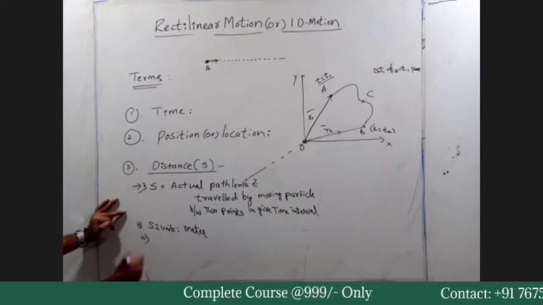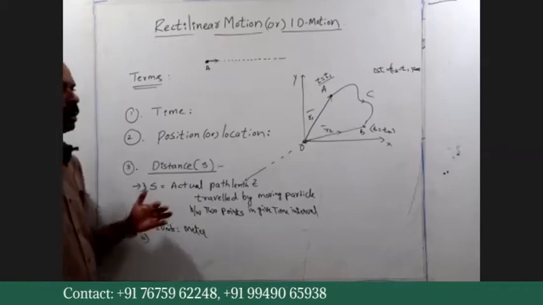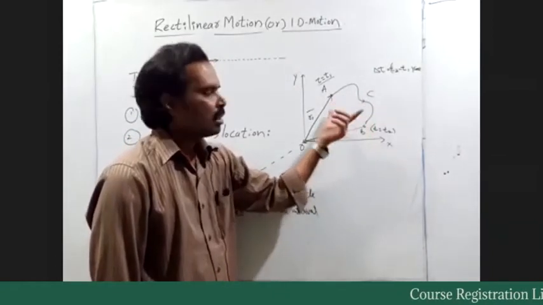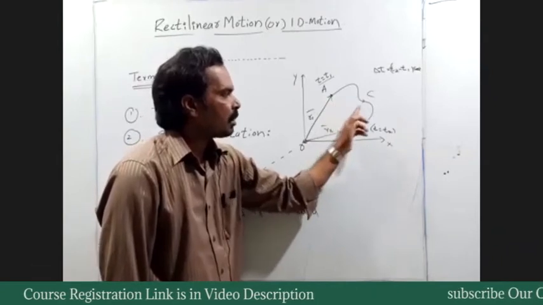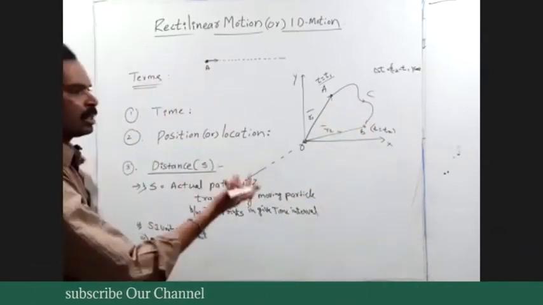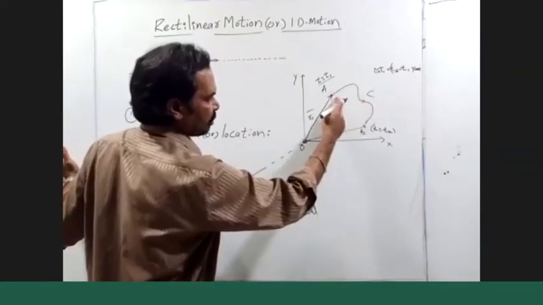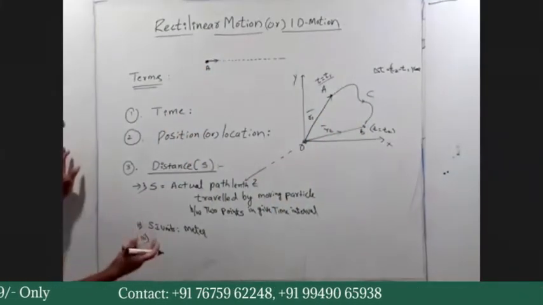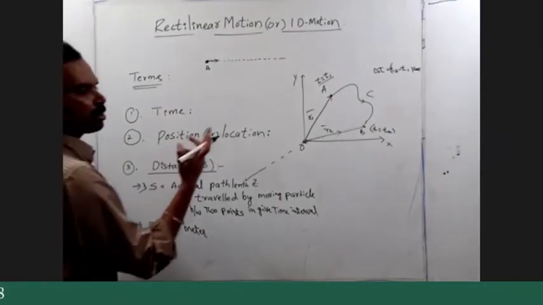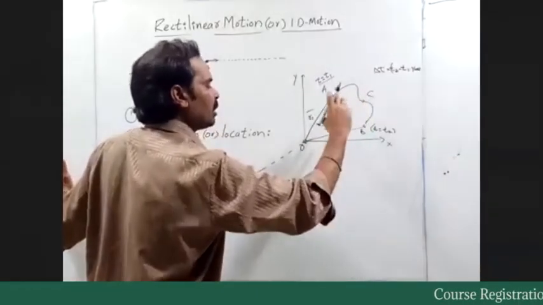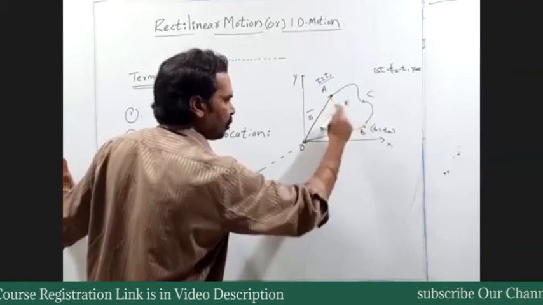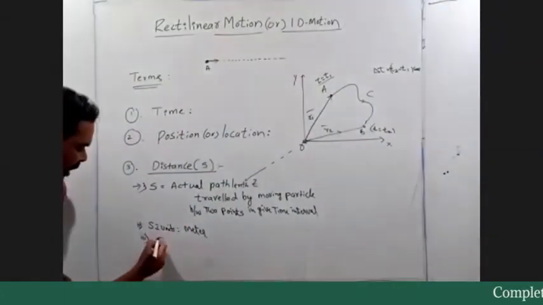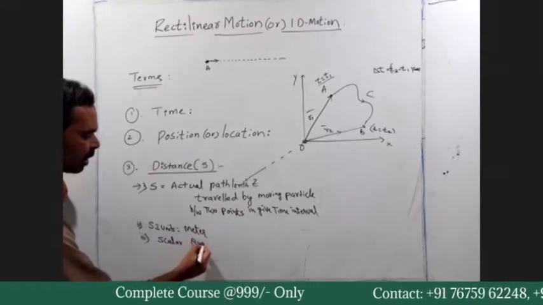The next important point about distance: distance between the two points is the actual path length traveled by the particle. It goes from A to B by this path, but it can choose any different path, any n number of paths, to go from A to B. So there is no specific path and no specific direction. Distance is a scalar quantity.